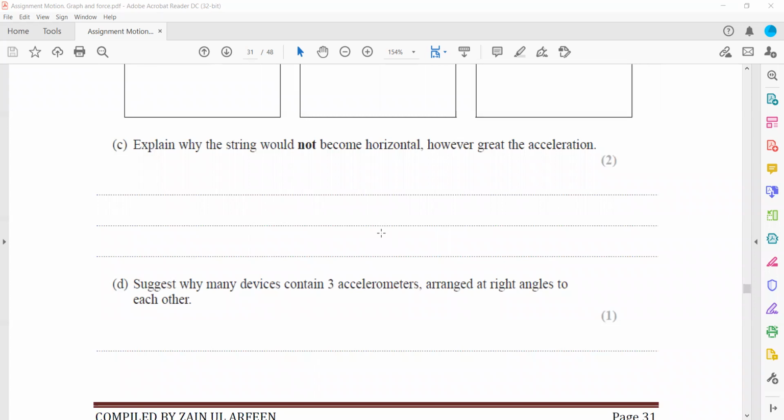This suggests why many devices contain three accelerometers, all at right angles. Because the object can accelerate in three dimensions, it can accelerate along the x-axis, y-axis, or z-axis. That's why there are three accelerometers which are all perpendicular to each other.